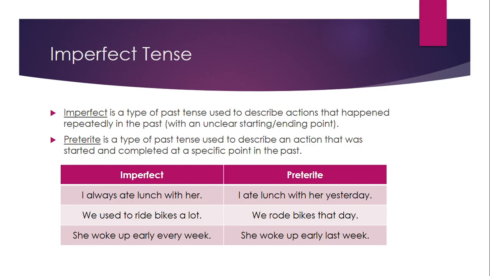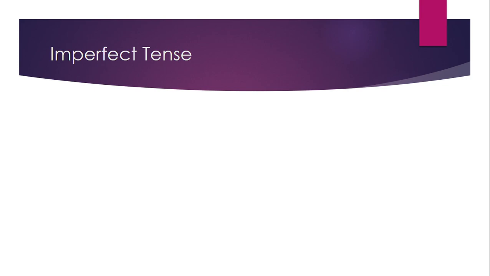And the last example, she woke up early every week. That happened in the past, but we don't know for how long or when it started and ended. With the preterite, she woke up early last week. It's a very specific example. Now let's take a look at how to form the imperfect tense. Starting off, let's look at the AR endings.